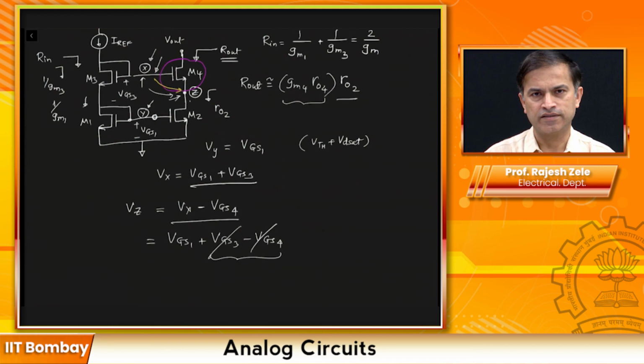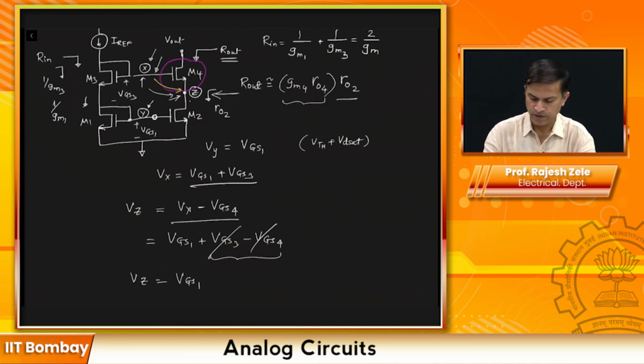And what you will notice is Vz, which is this node in the middle, will be equal to, what will Vz be equal to? Vz will be equal to VGS1. No matter what, if this current mirror is carrying current Iref, then Vz is going to be equal to VGS1, just because of Kirchhoff's voltage law around this loop, right?